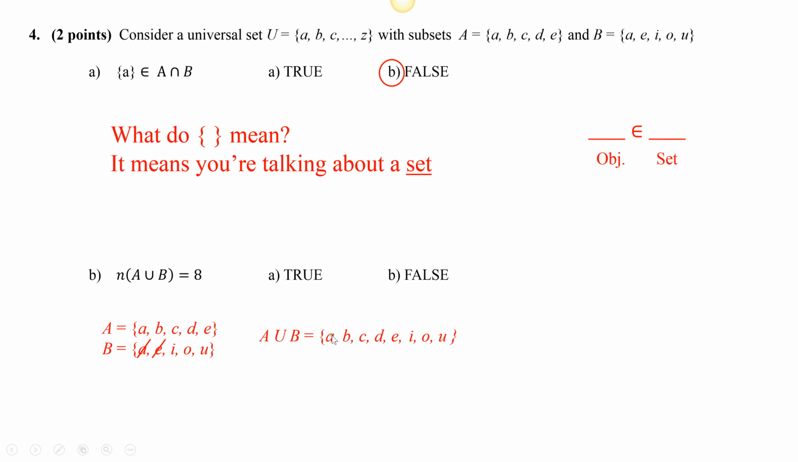And now, how many letters are contained within A union B? There's 8. There's 8 of them. So the answer is true. There are 8 elements in A union B.